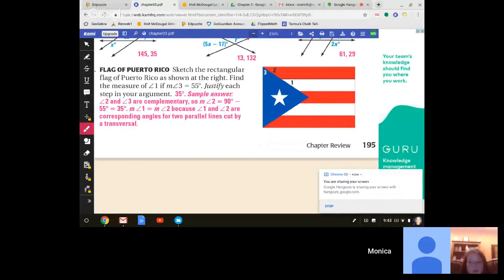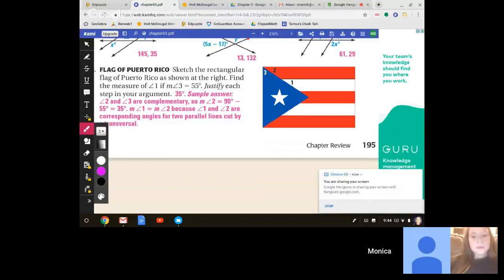Okay, Charlotte Ann, so when you're looking at number 19 on the chapter review, it says sketch the rectangular flag of Puerto Rico as shown at the right, and then find the measure of angle 1 if the measure of angle 3 is 55 degrees, and then justify each step in the argument, okay?